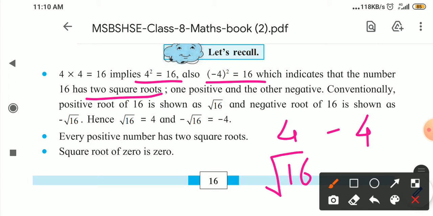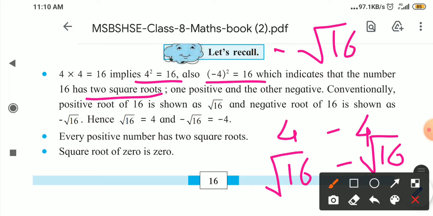Conventionally, the positive root of 16 is shown with the root sign. But the negative root of 16, how do we show it? We have to put the negative sign outside the root sign. When you take minus square root of 16, the answer is 4 and the sign stays outside, so the square root is minus 4.